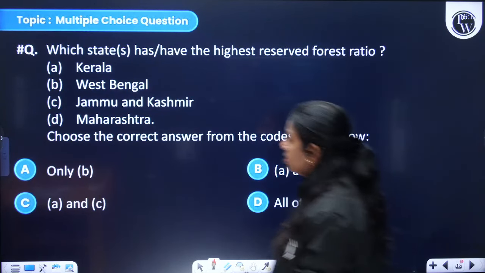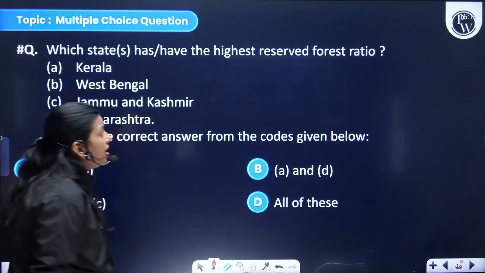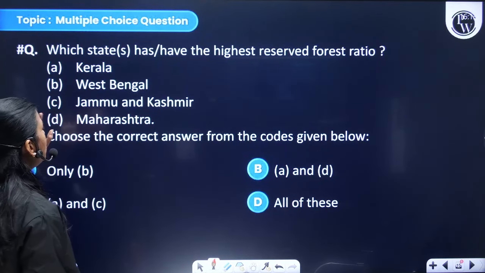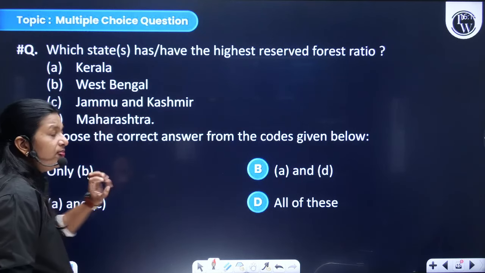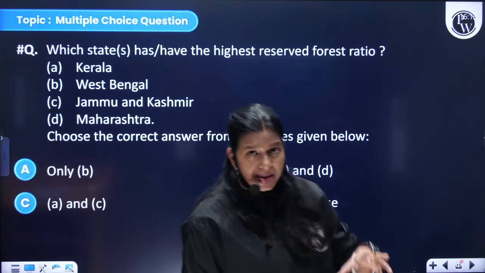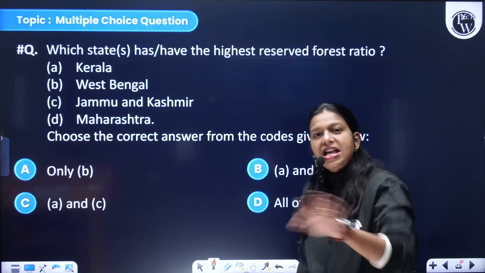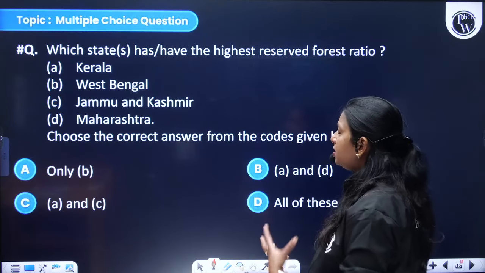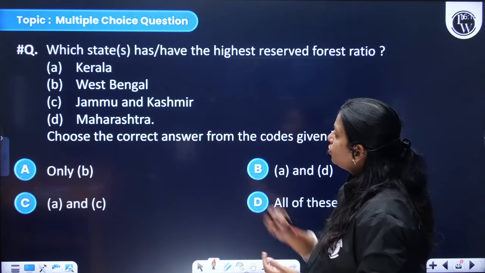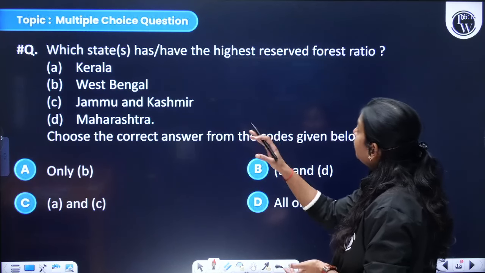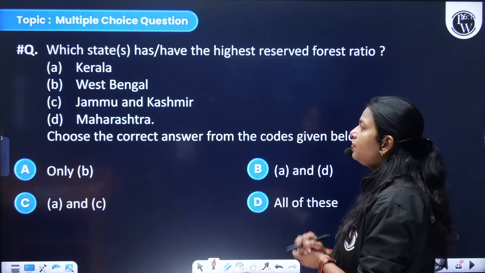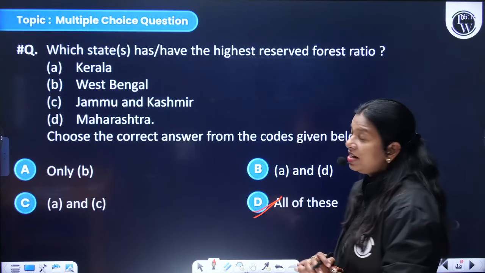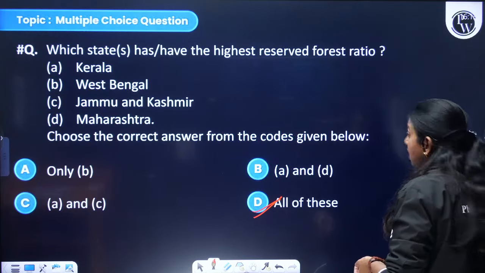Which state or states has the highest reserved forest ratio? Kerala, West Bengal, Jammu and Kashmir, Maharashtra. If we have to take just one name, then I think MP has the highest area percentage of forest under its reserved forest category. If we have to go through and choose the correct answer for highest reserved forest, all of these areas have very high forest reserved areas in their territories. So all will be the answer.